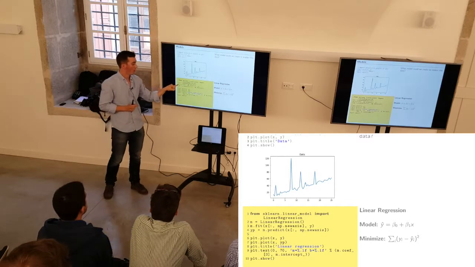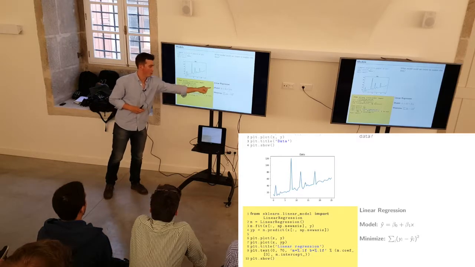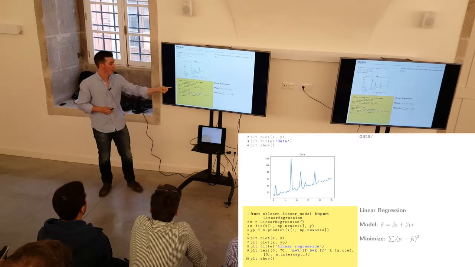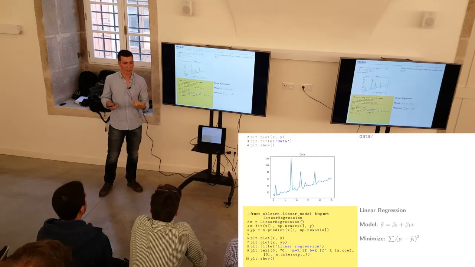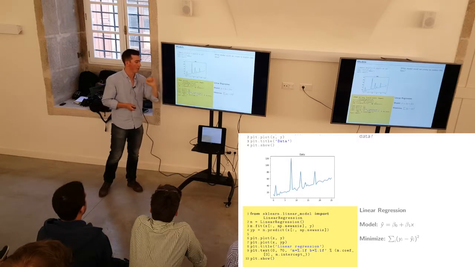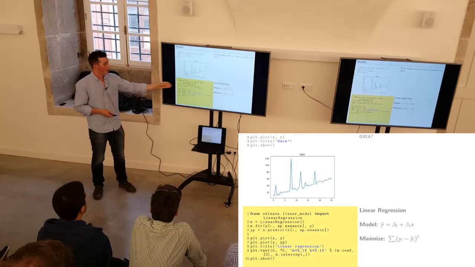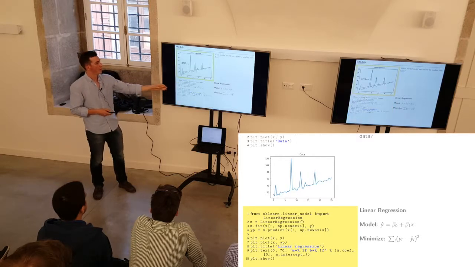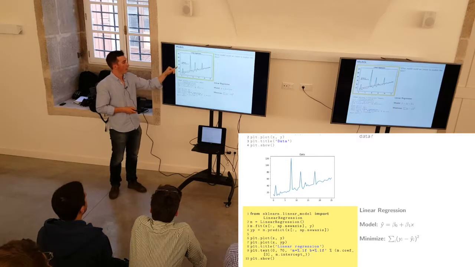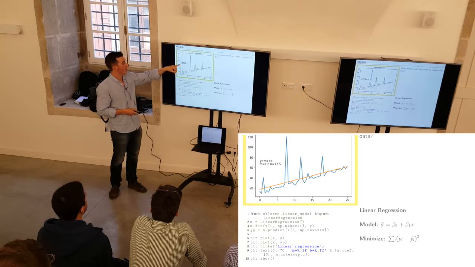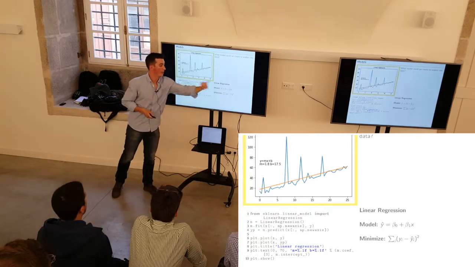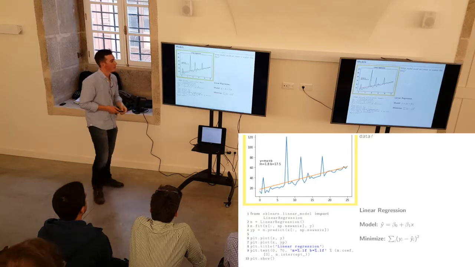When we have the betas determined, we can predict the other values. In this case, we are going to predict again for the same x, and we are going to plot the results. So this is the result. It found this slope, and the slope is the beta 1, and the b is the beta 0.